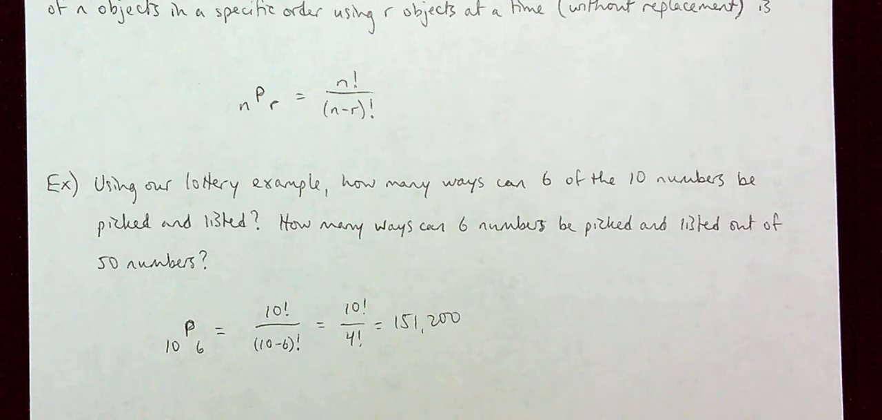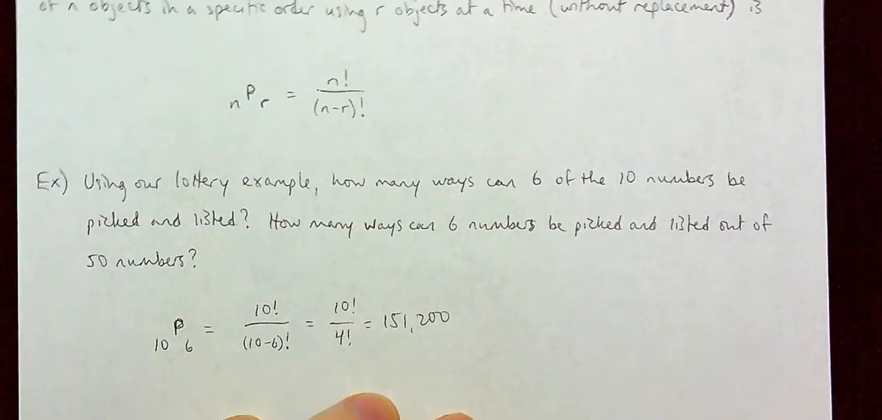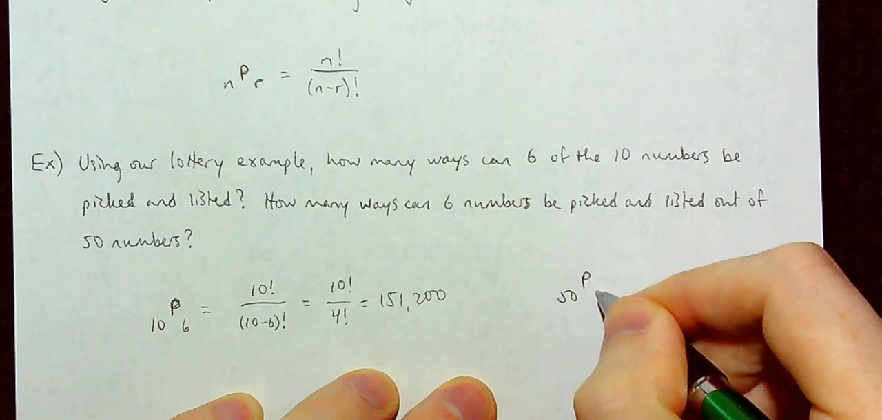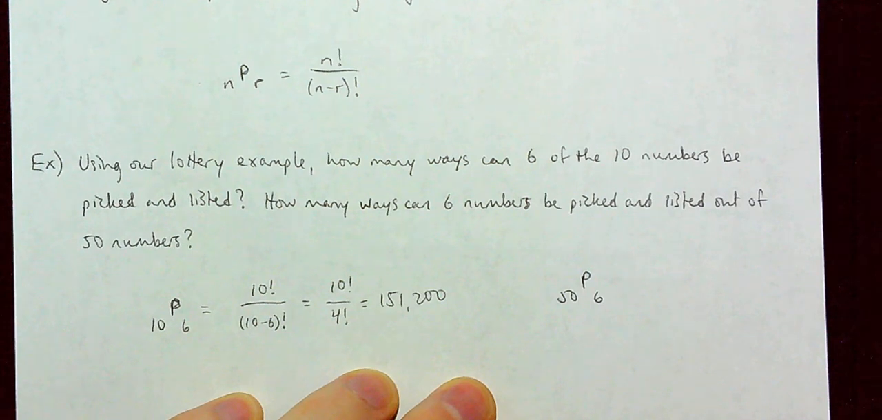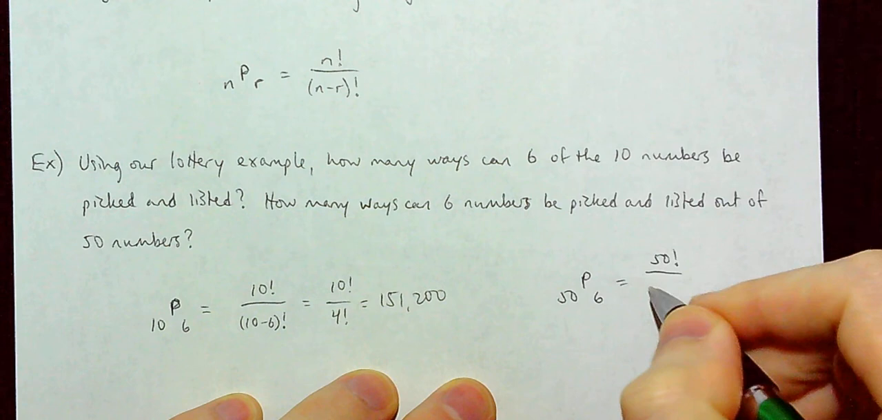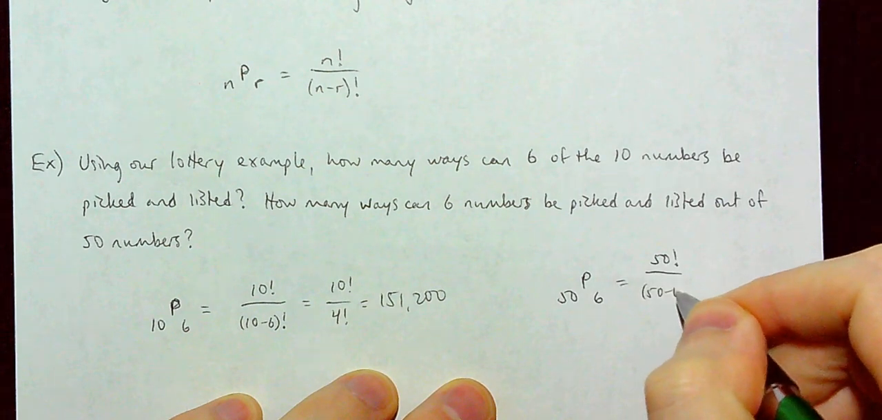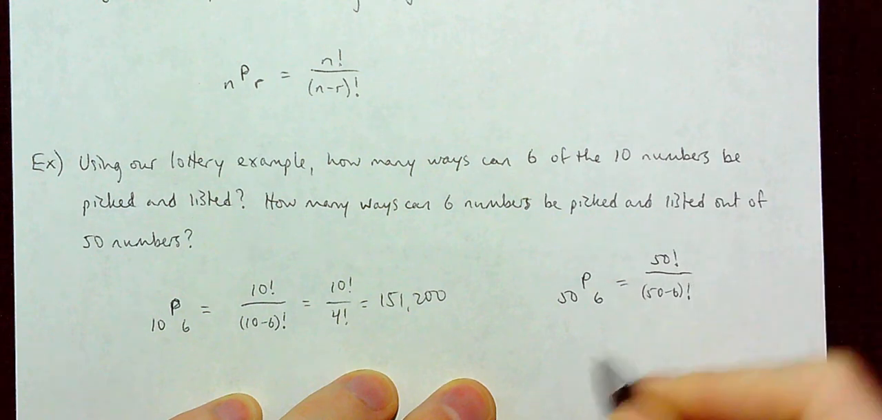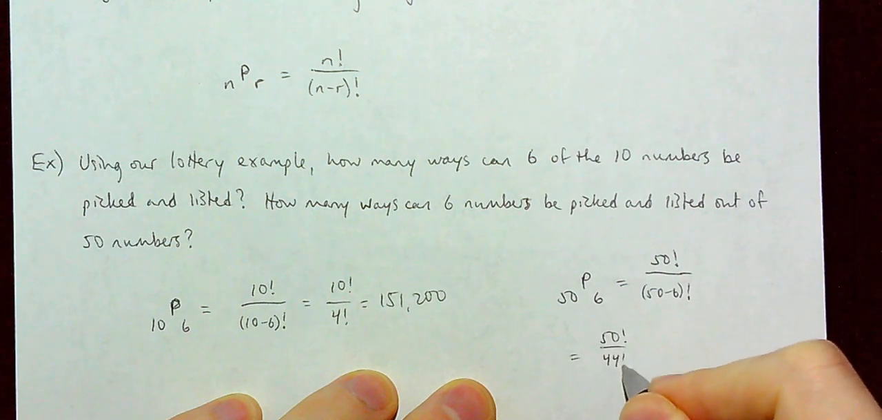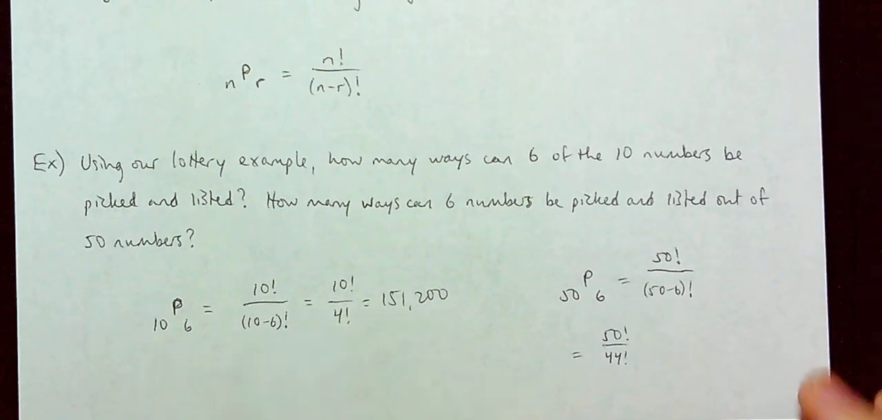How many ways could we pick and list 6 numbers out of 50 numbers? This is going to get significantly larger. I can promise you that much right now. This one is going to be 50p6. 50 possible numbers that we can pick from, and we're picking 6 of them. This is going to be 50 factorial divided by 50 minus 6 factorial. So this is going to be 50 factorial divided by 44 factorial.